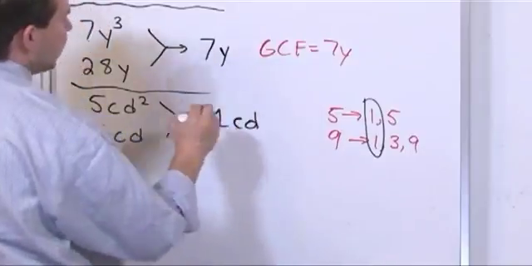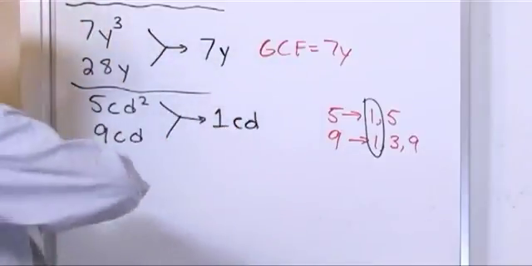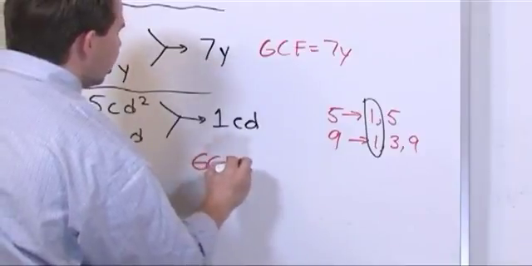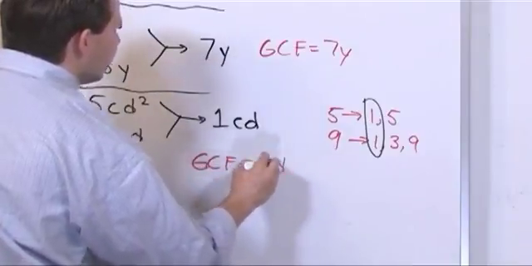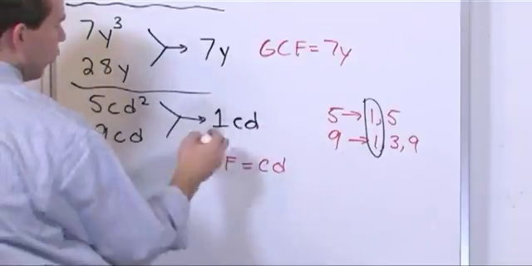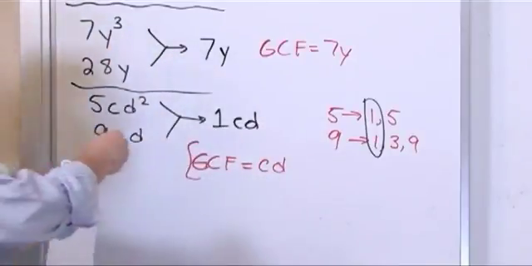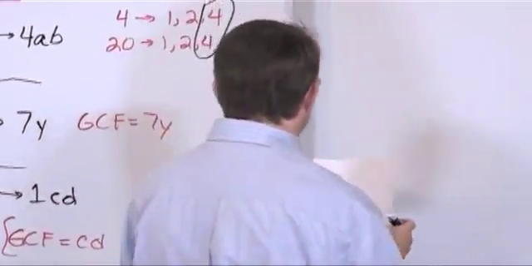The only thing that's common to both is just the 1d. So the greatest common factor is equal to c times d. You don't really need to keep the 1 out front because it's just 1 multiplied by that guy. Okay? Just a couple more, give you a little bit of experience.